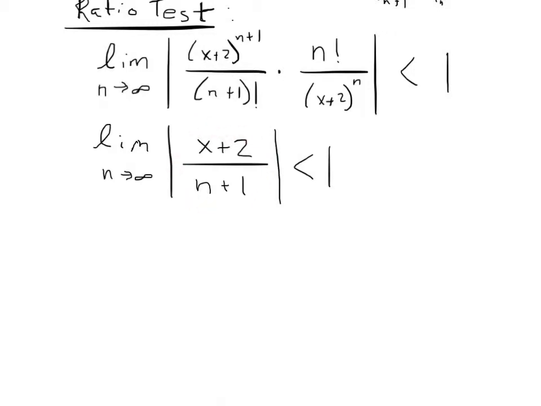Well, it's basically turning into zero. Even if x is 50 billion, n is going to infinity, right? What I end up with here is, well, it doesn't matter what x is, zero is always going to be less than one, right? So since it doesn't matter what x is, the interval of convergence of this series is infinite. And I'm going to write that down.